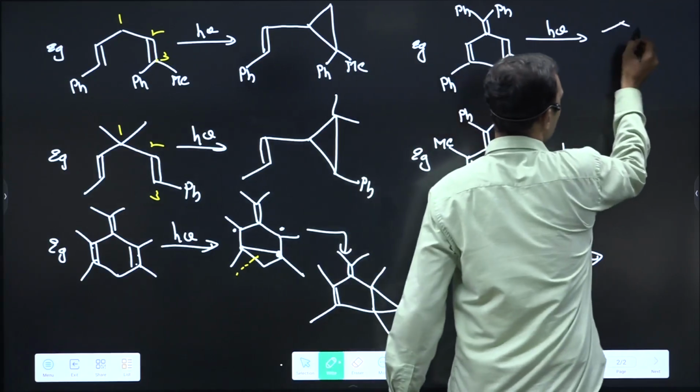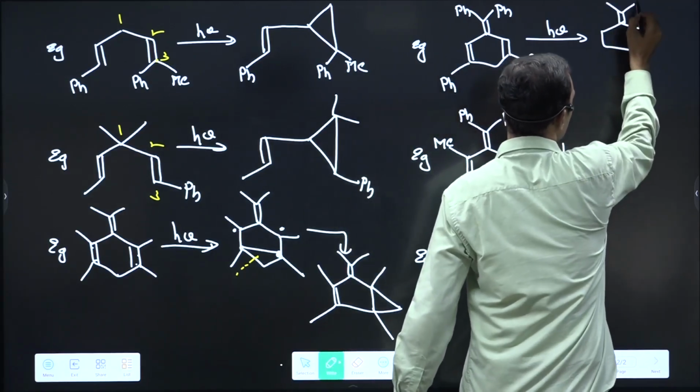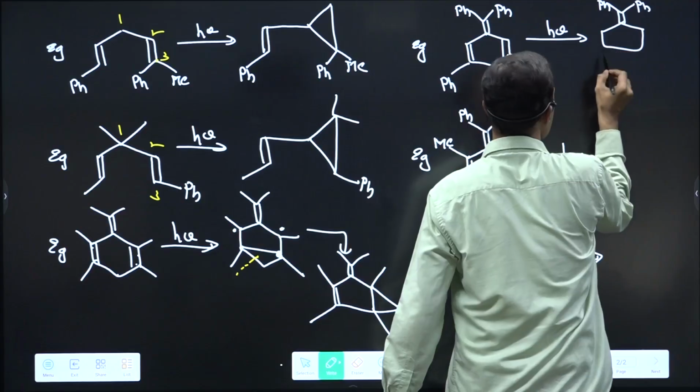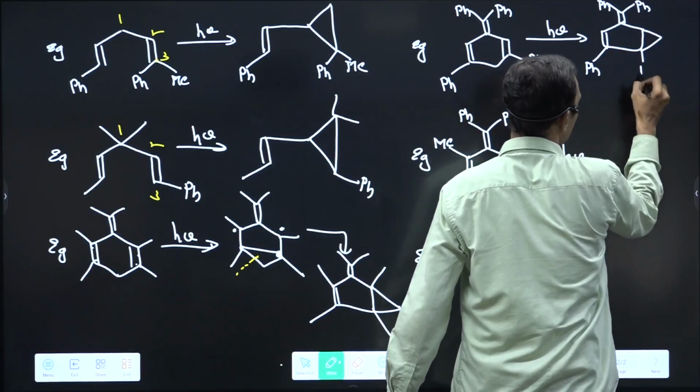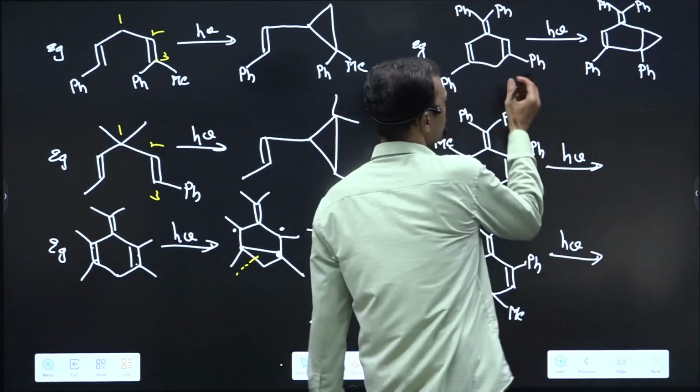Here remain same. Write down 5 membered, 2 phenyls, and here double bond. Right side, left side I am breaking. Right side you will get 3 membered, and this is Ph. So this carbon is this one.